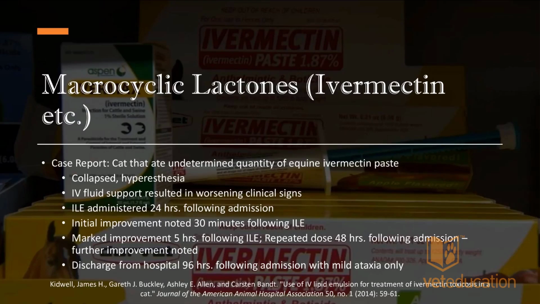Now, there's a whole lot of macrocyclic lactones, ivermectin, selamectin, all of the mectin cousins, they're all kind of in there together. What do we know about these drugs and the response of them to intravenous lipid emulsion therapy? Again, we've got a case report of a cat that ate an undetermined quantity of equine ivermectin paste. Can't you just see that? The end of the tube's been left off. The cat's jumped up and gone, oh, this stuff tastes really, really good, and has had an undetermined quantity of it, presented to the vet, collapsed and hyperesthetic, so twitching, hyper-responsive to touch, had IV fluid therapy support, and that resulted in a worsening of clinical signs.